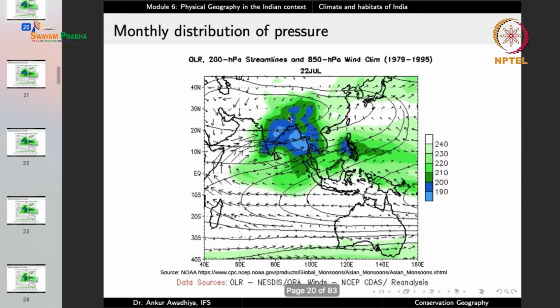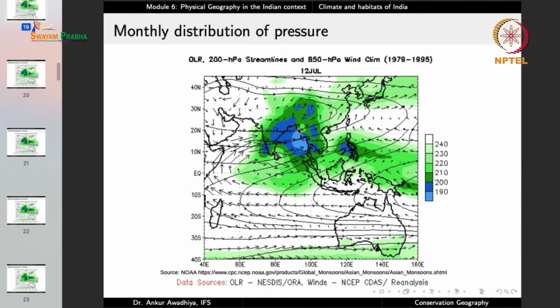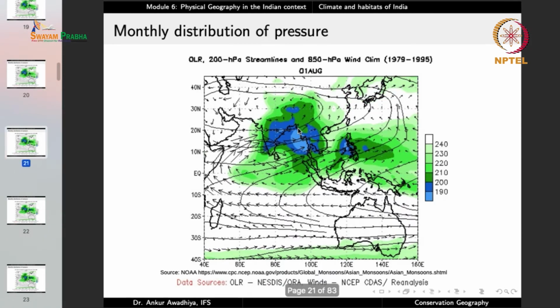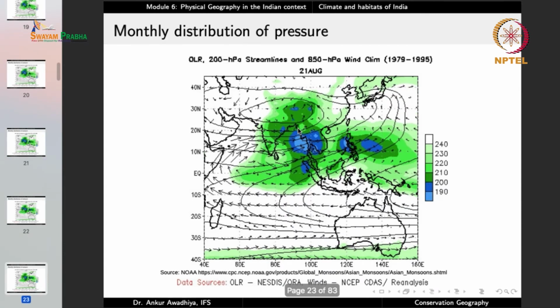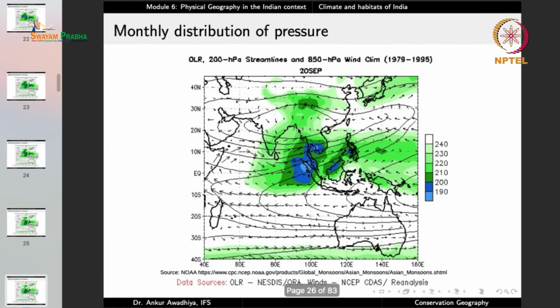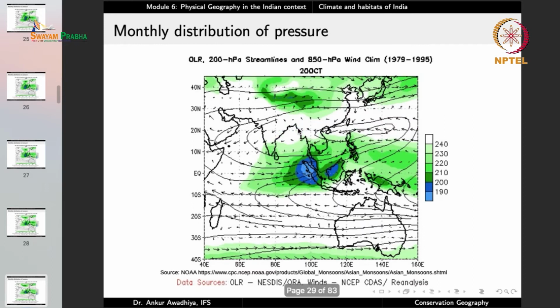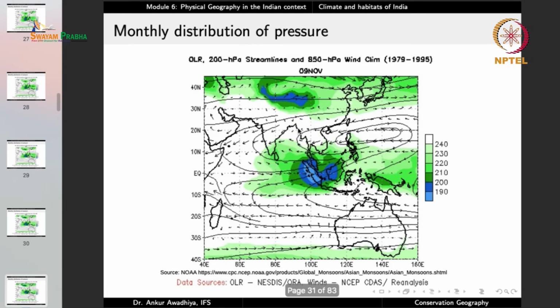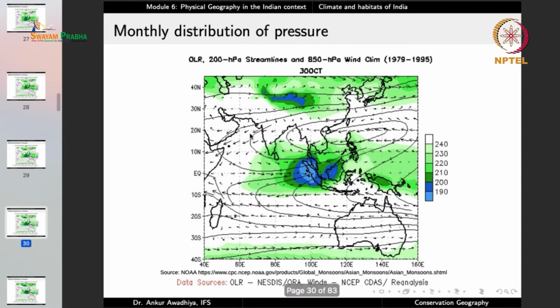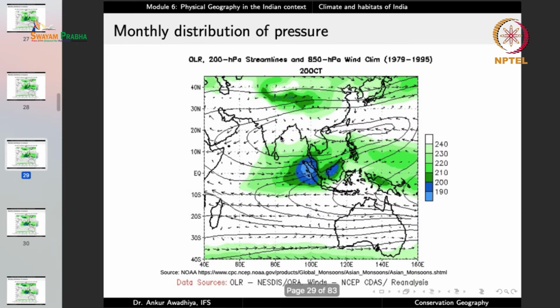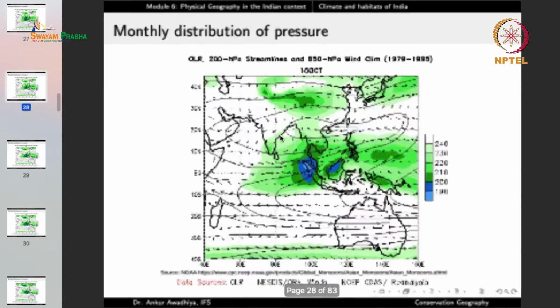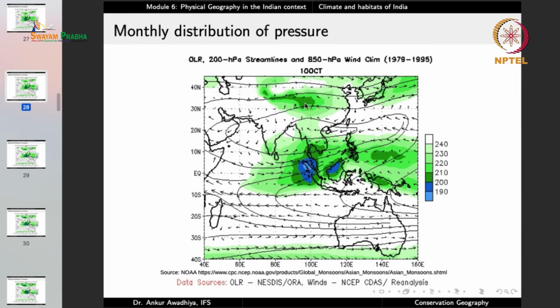So now, this is the 12th of July, and with increasing time we are observing that they are now moving back southwards. This is because of the apparent movement of the sun towards the south. Now in the months of October and November, or let us look at this one, this is the 10th of October.